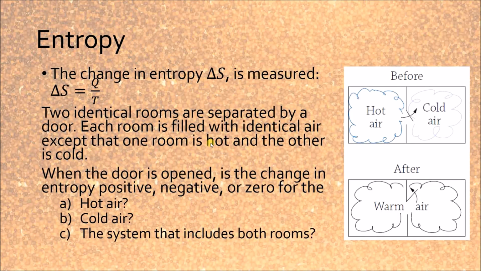The change in entropy is given by this number right here, delta S, and it's measured by figuring out if heat is going in or out, divided by the temperature of the object.